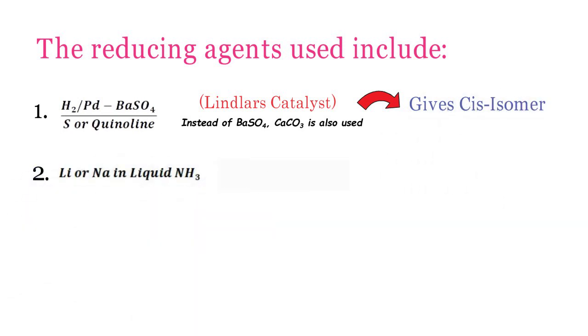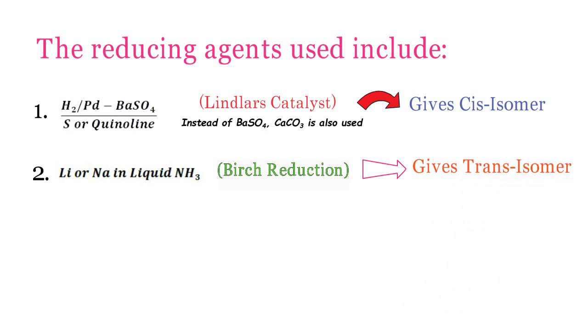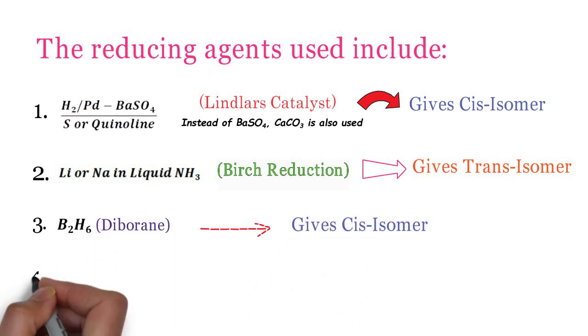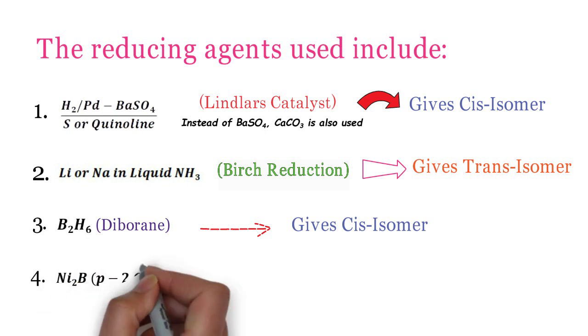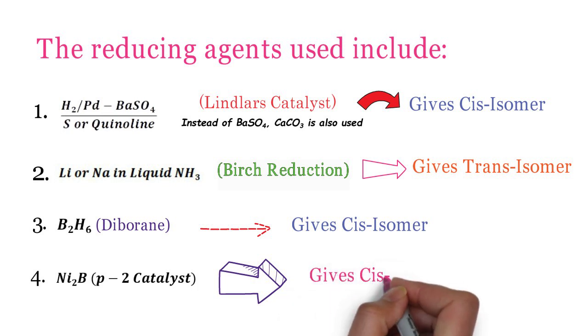Next is lithium or sodium in liquid ammonia. The reaction is called Birch reduction. This gives you a trans isomer. And number three is B2H6, that is diborane. This gives you a cis isomer again. The fourth one is nickel boride, that is P2 catalyst. It also gives you a cis isomer.